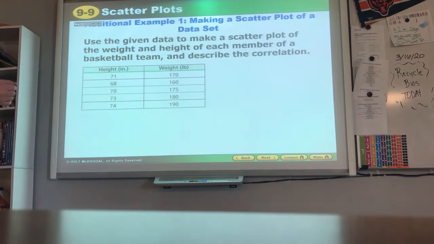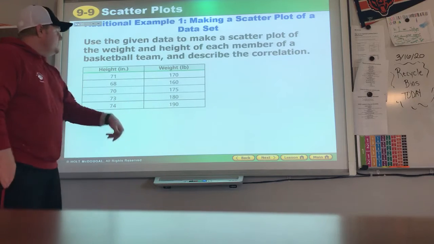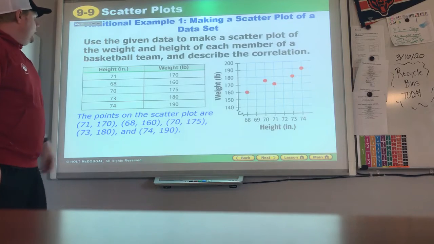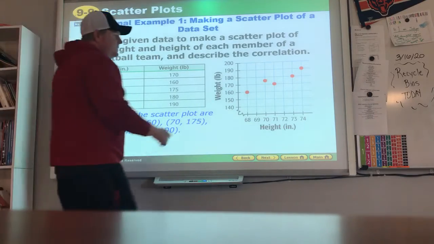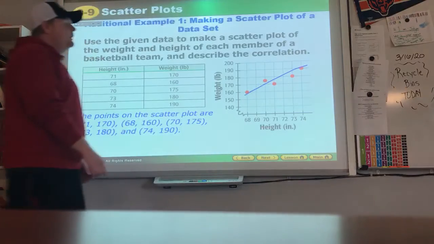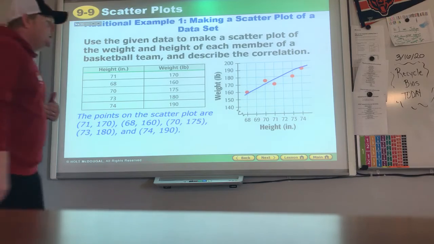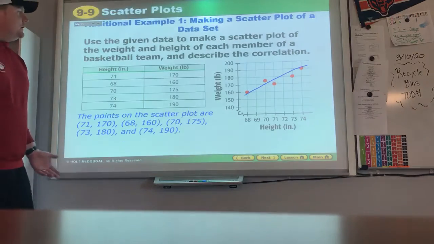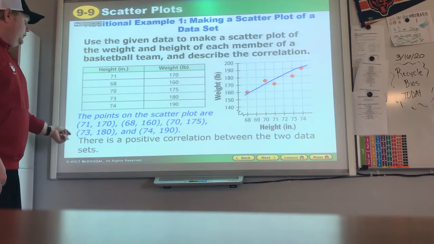Use the data to make a scatter plot of the weight and height of each member of a basketball team. We have all the heights. We have all the weights. So, we're going to plot them on a chart. We plot the weights, and then you can see, hopefully as I can see, when I look at this, they kind of go up, don't they? I would say that there is a good correlation between height and weight. The taller you are, the heavier you are. That makes sense. So there is a positive correlation.